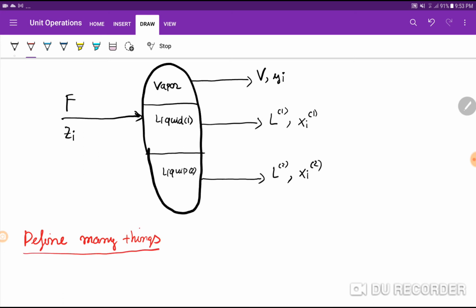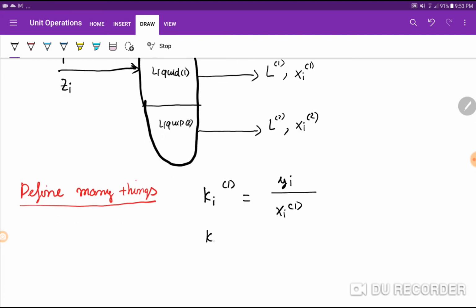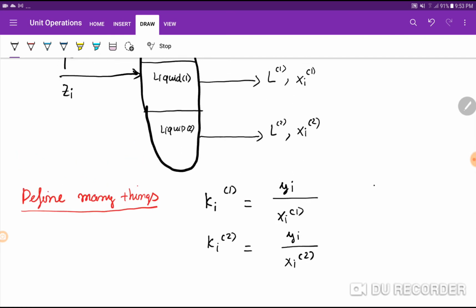Okay, you ready? The first thing is Ki. This is just algebra, but this is not simple algebra. So Ki1 would be Yi over Xi1. Ki2 would be Yi over Xi2. And we have KDi, the ratio of the mole fractions of the liquids, which would be Xi1 over Xi2. Okay, cool.